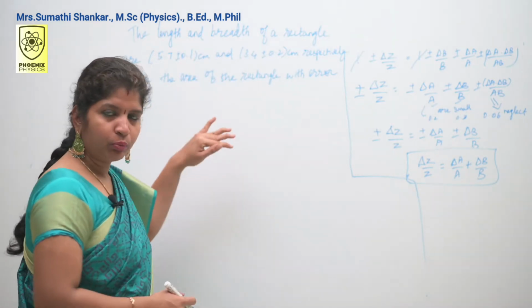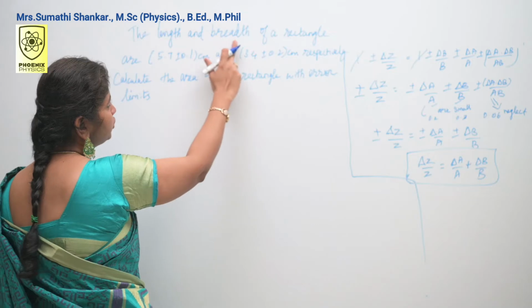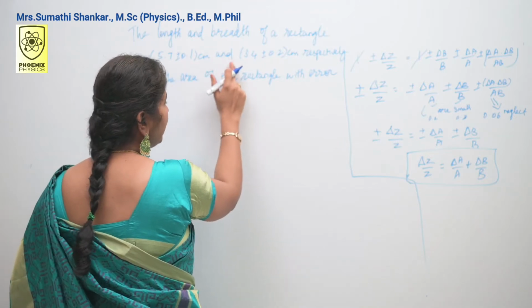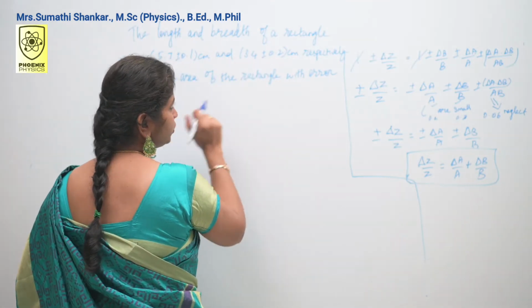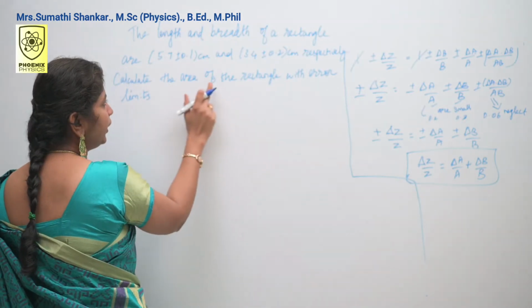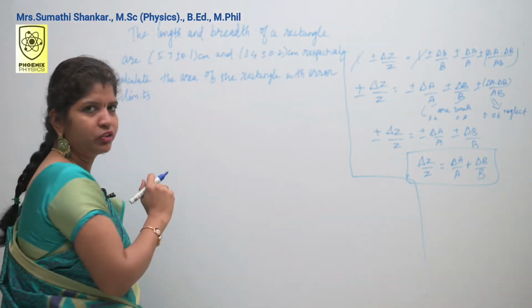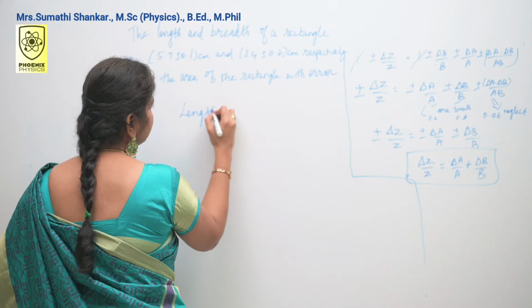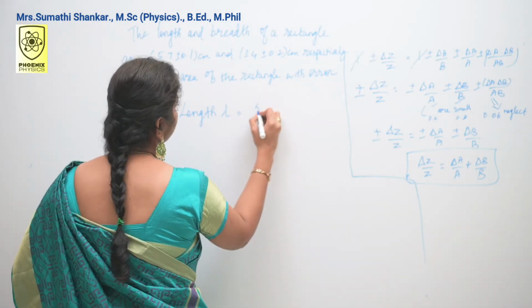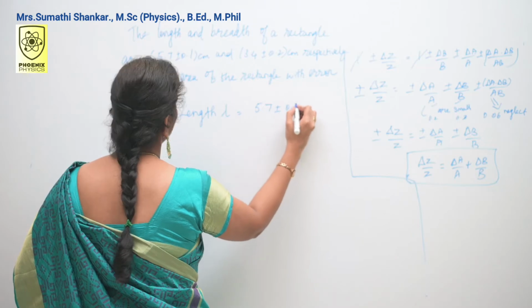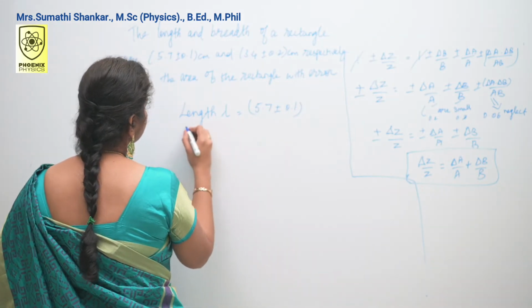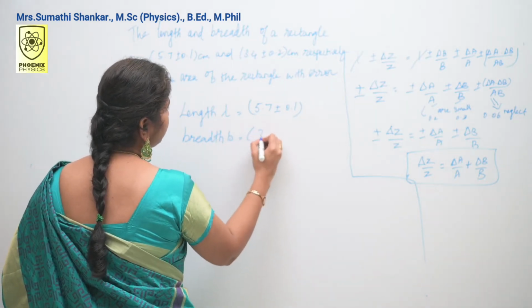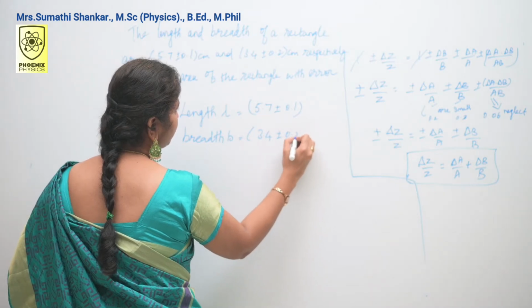Based on this, one example problem is given. The length and breadth of a rectangle are 5.7 plus or minus 0.1 centimeter and 3.4 plus or minus 0.2 centimeter respectively. Calculate the area of the rectangle with error limits. Okay, what is given? The length is given. Length L is equal to 5.7 plus or minus 0.1. Next one is breadth is given. B is equal to 3.4 plus or minus 0.2.